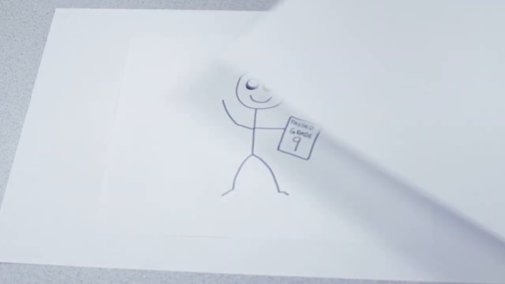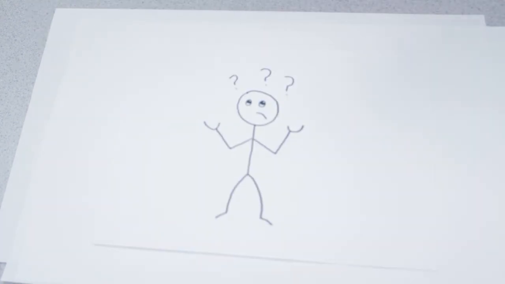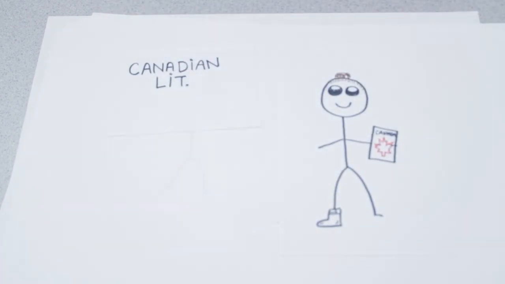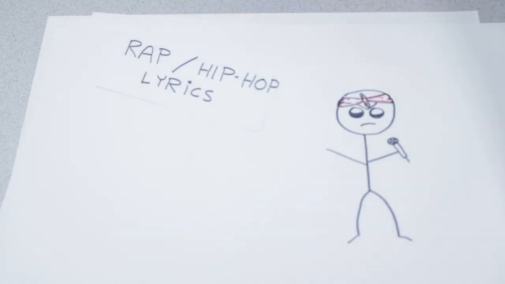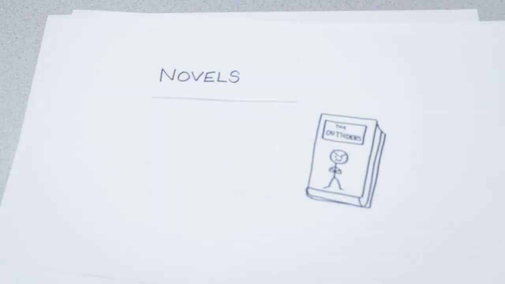Congratulations, you've passed English 9. Now that you've reached the grade 10 level, you have three equally engaging options to choose from. First, each course you take has a focus on Literary Studies 10. This includes essays and paragraphs, but can also include drama, First Peoples literature, slam poetry, Canadian literature, rap and hip-hop lyrics, song lyrics, classic literature, historical fiction, children's literature, graphic novels, novels, and short stories.